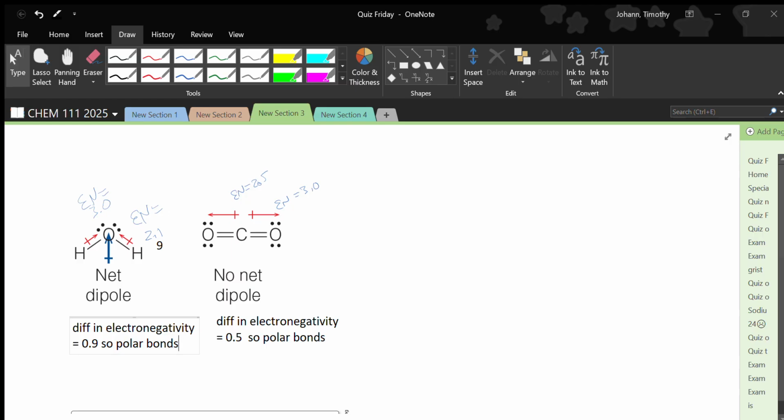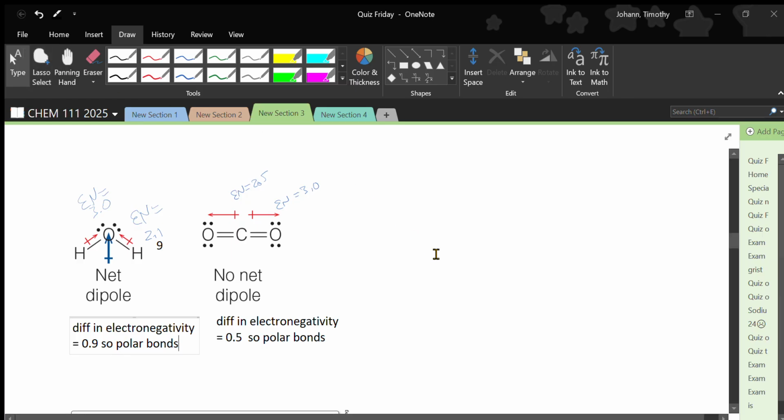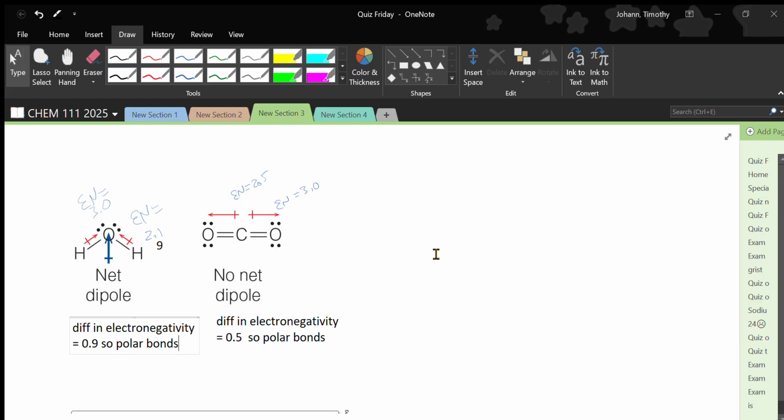A way I like to think about this is, can I draw a plane through the middle of this molecule and end up with one side partially negative and one side partially positive? Here, it doesn't matter what plane I draw through the center of that molecule, I'm always going to have negatives on both sides of that plane, and the positives right on the plane. Here, I can draw this, and I'm not going to end up with any difference.